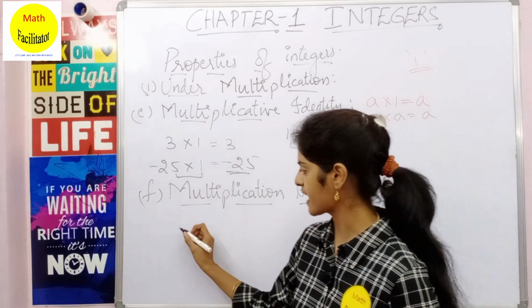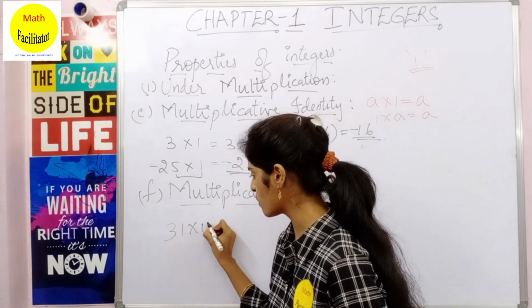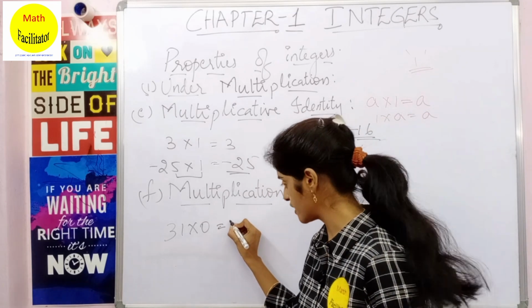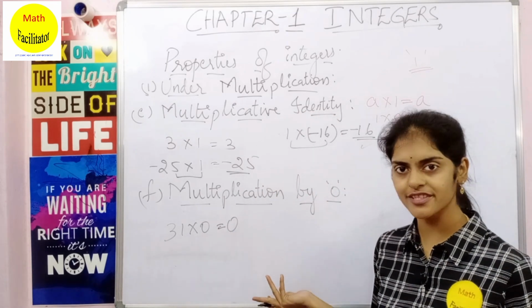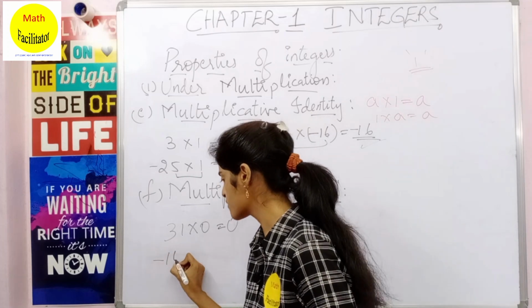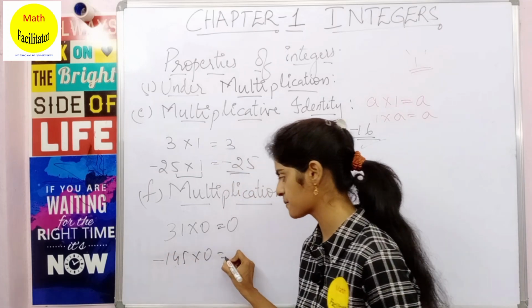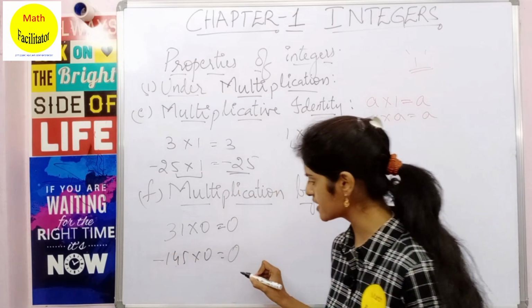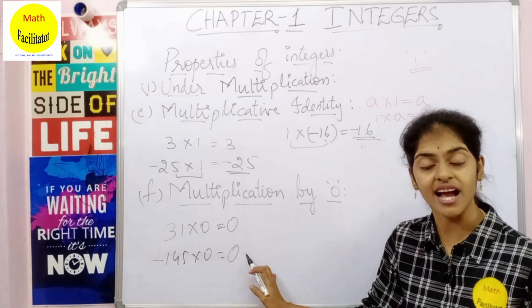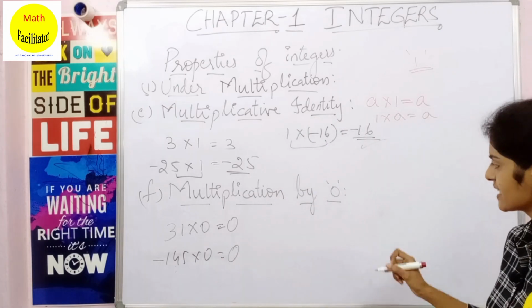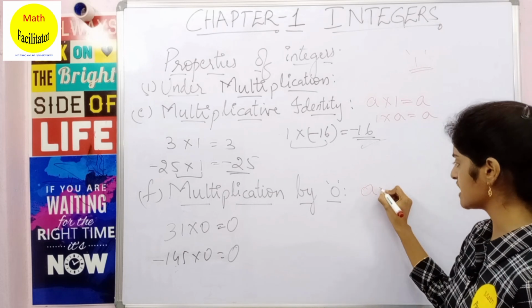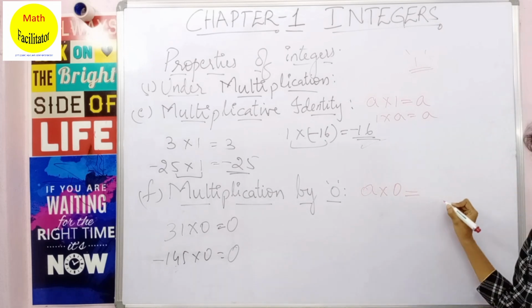Now let us take examples like 31 into 0. What is the answer? It is 0. Anything multiplied by 0 gives you what? 0. So minus 145 into 0 is what? It is also 0. That means you multiply 0 with any number, the answer you get is 0. So let us generalize. If A is an integer and you are multiplying it with 0, the answer you get is what?